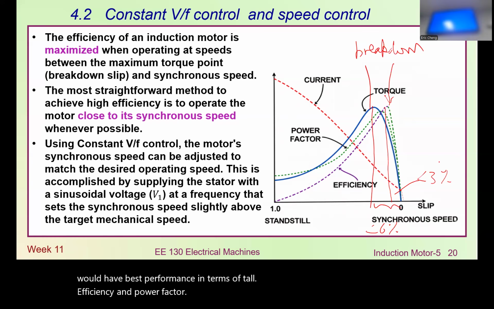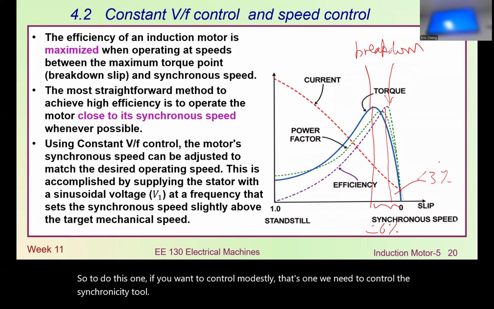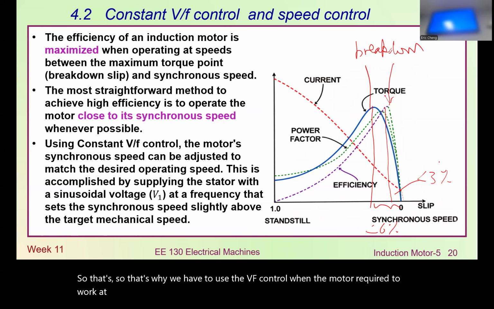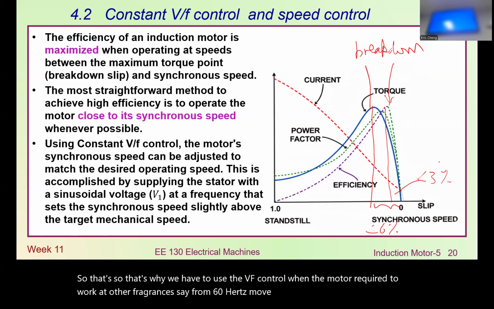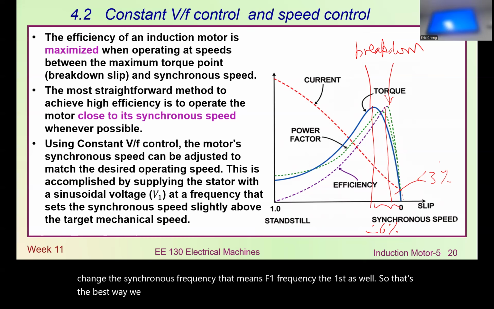So to do this, if you want to control motor speed, that's why we need to control the synchronous speed too. So that's the two together. That's why we have to use the control. When the motor is required to work at other frequencies, say from 60 Hz moving down to 30 Hz rotation, you change the synchronous frequency, that means the F1 frequency, to 30 Hz as well. That's the best way we can control that motor to the highest performance, because that is the characteristic of the motor. The efficiency is highest near the zero constant.